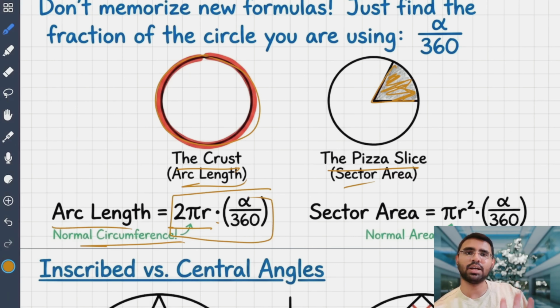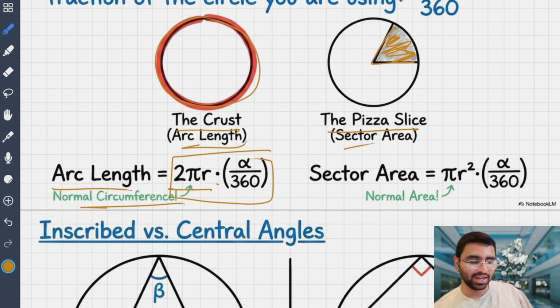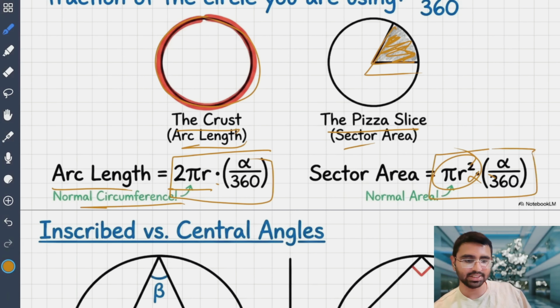Whatever arc length you are told to calculate, remember the formula. And for the sector area, normal area is pi r square, multiplied by alpha by 360. This will be the sector area.